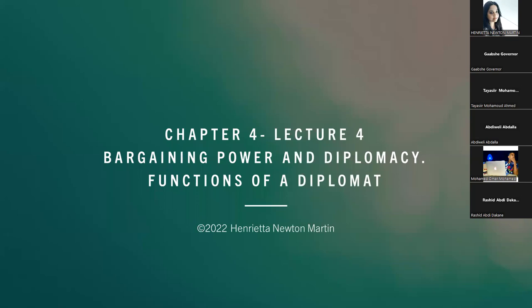P-A-C-T, pact. How does it become a pact? Or how does it become an understanding between the parties? How does it become an agreement? That is through bargaining. They bargain, and then they come to a conclusion.